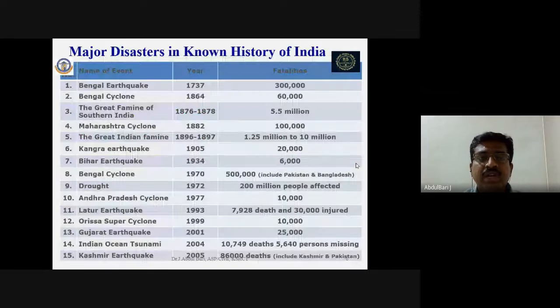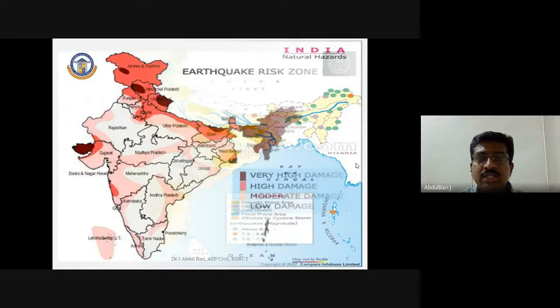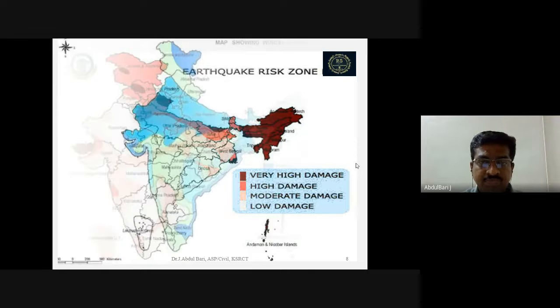So as I already said, the major disasters of the known history of India. So these are some of the major histories. The disasters have occurred year by year, day by day. Many areas have been affected by disasters and the fatalities have also increased. As we have already seen, natural disasters have occurred in almost all parts of India. Similarly, we also saw the earthquake risk zones in the last class itself. In most of the northeastern region as well as some of the northern areas, the earthquake risk zone is much higher. The damages are much higher.